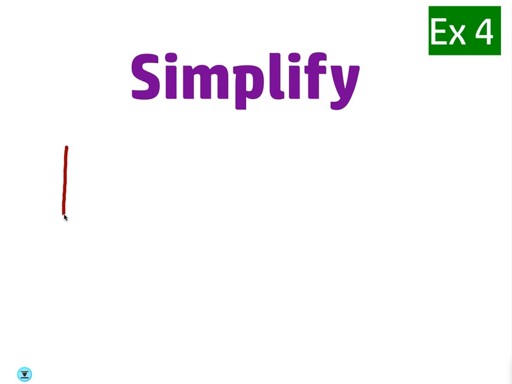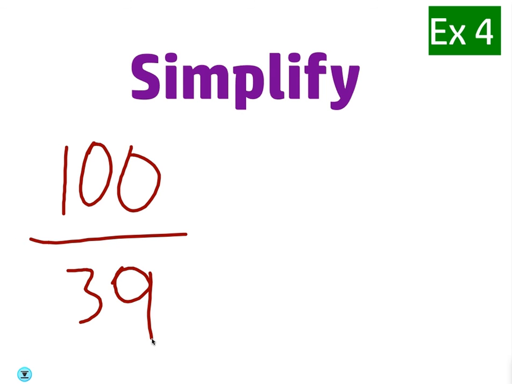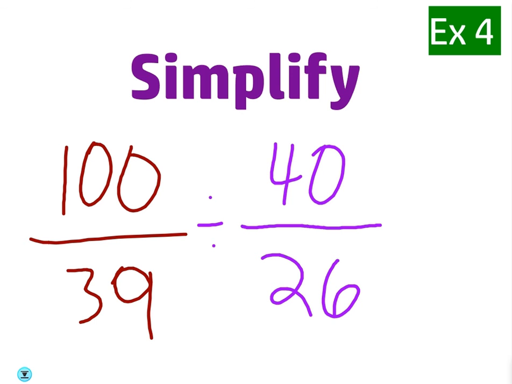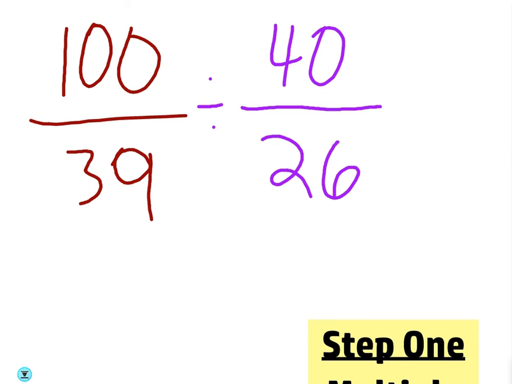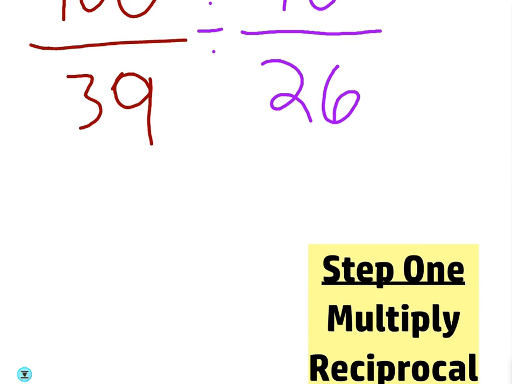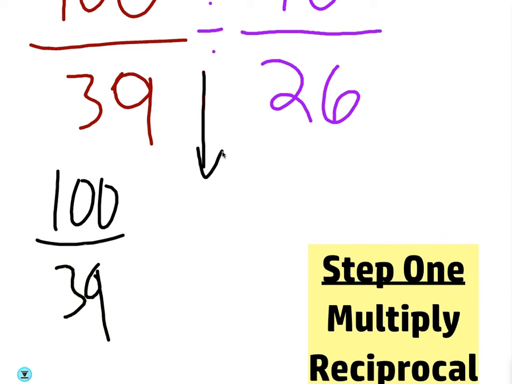Okay, let's work with some bigger numbers here. 100 over 39 divided by 40 over 26. All right, good. So how about the first one? First fraction, leave it. 100 over 39 changes to multiplication. I'll use the x this time. Second one flips, so the 26 on top and the 40 on the bottom.